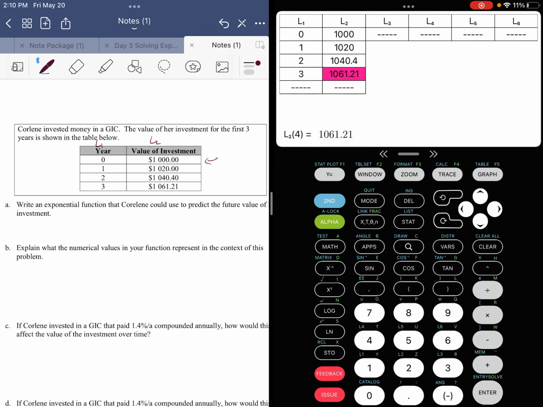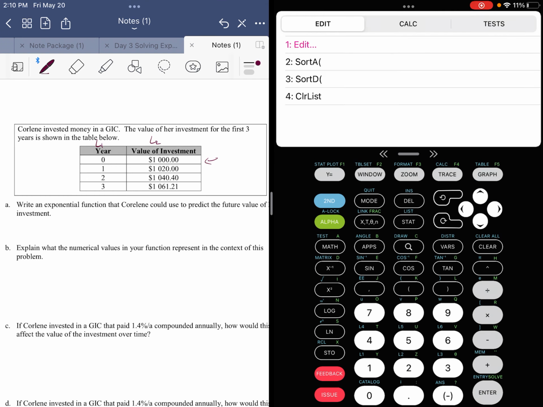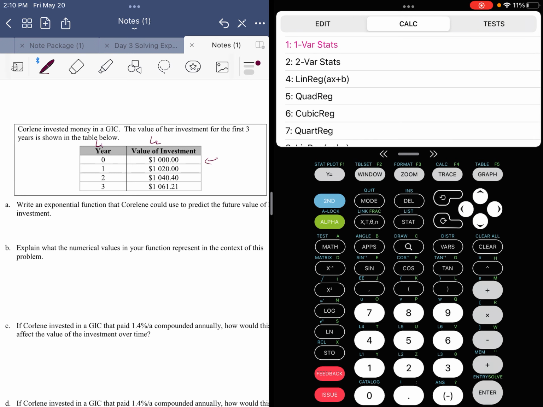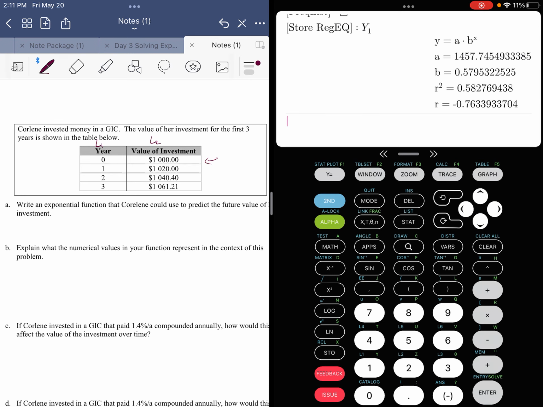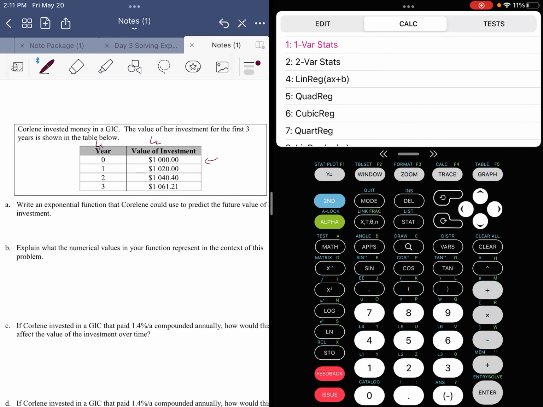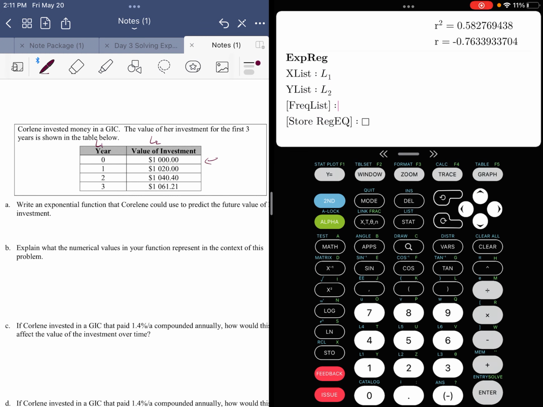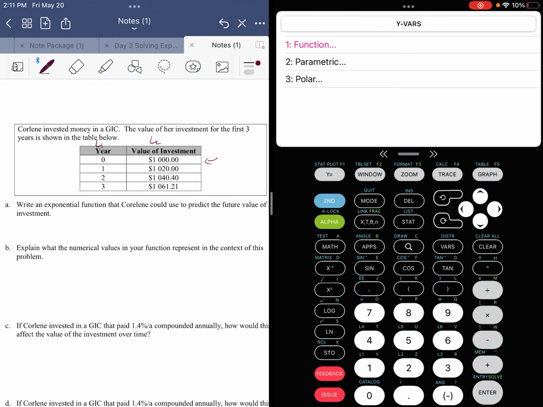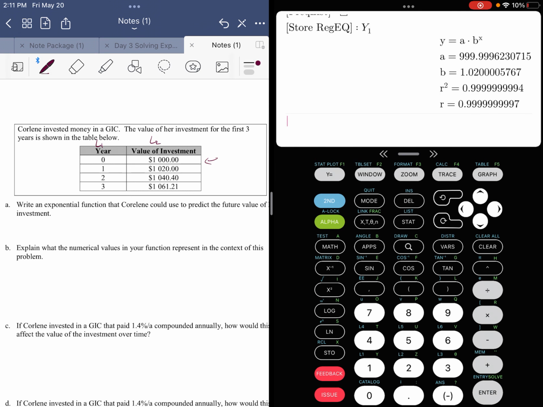So if I go back here, that appears to be better now. So if I go to stat and calc, see if it does it the first time around here. Yeah, it just doesn't like it the first one. You have to do it twice in a row. There we go. L1, L2, we're going to store this as y1. Hit enter, and that's a better equation there. So y is equal to 1,000 multiplied by 1.02 to the x.